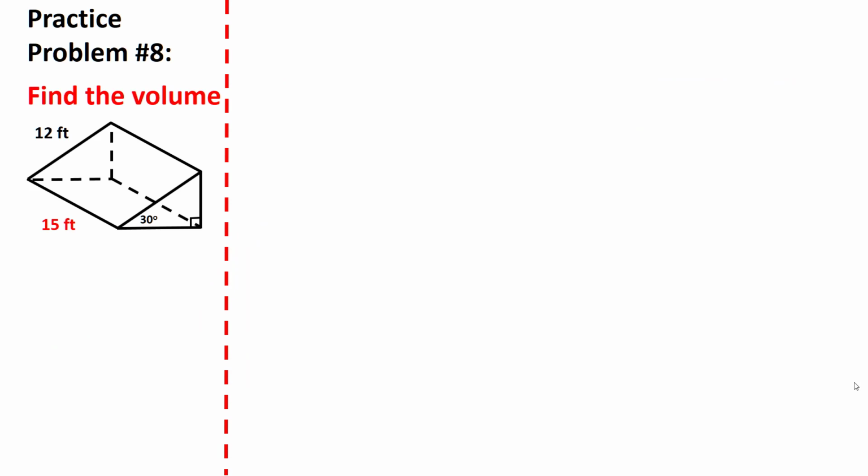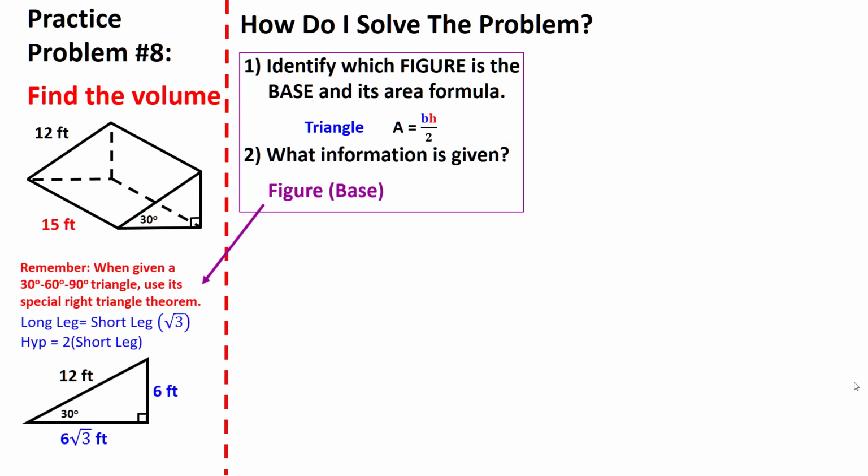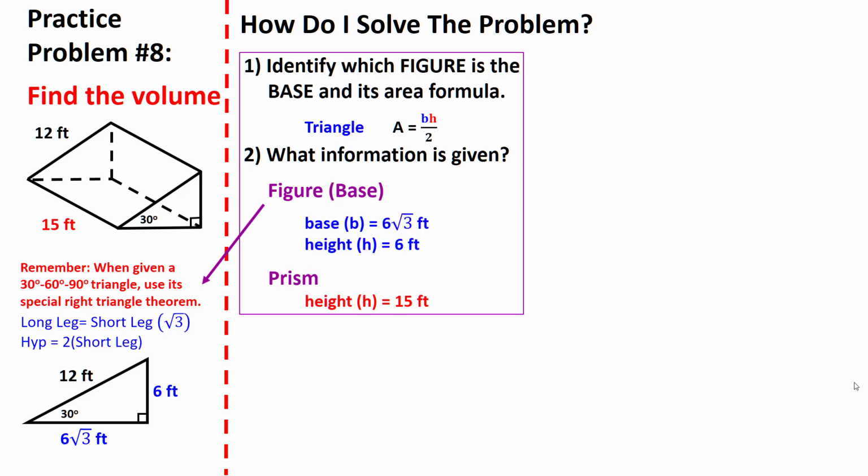Problem 8. How do I solve the problem? First, I identify which figure is the base and its area formula. In this prism, the base is a triangle. Second, I write down the given information. In this prism, I am given a special right triangle, 30, 60, 90. Therefore, I will use a special right triangle theorem. After using the theorem, I got the base 6 radical 3 and the height equals 6.